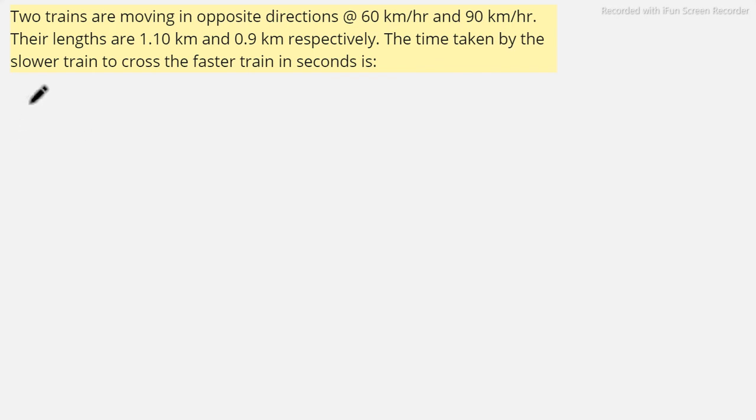So here what we are given is both are moving in opposite direction. If this is moving with a kilometer per hour and this is moving with b kilometer per hour, since they are moving in opposite direction, the effective speed will be a plus b. So we will use this concept. Now their lengths are given.